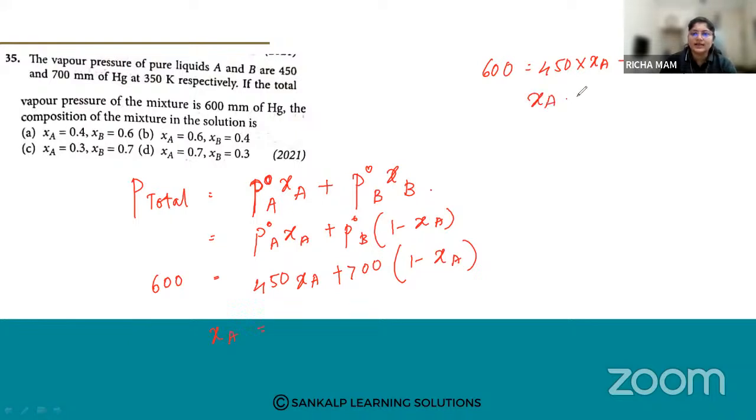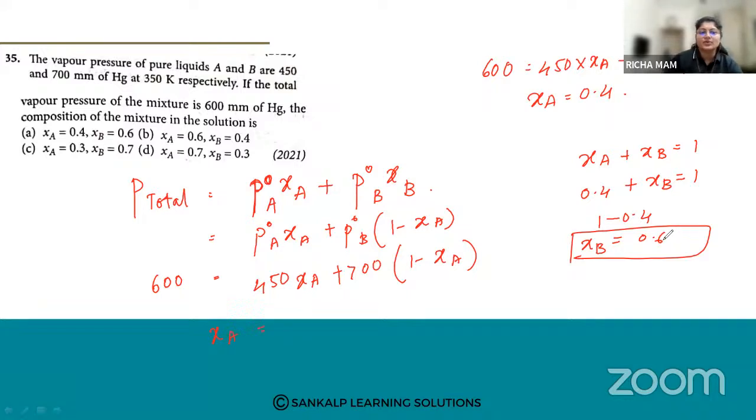So I'm getting psi A as 0.4. Then we know that psi A plus psi B is equal to 1. So if we put the value of 0.4 plus psi B is equal to 1, so 1 minus 0.4, psi B is equal to 0.6. So, okay, we got the composition of the mixture of both, that is psi of A and psi of B.